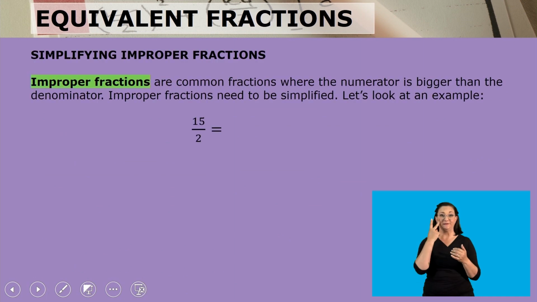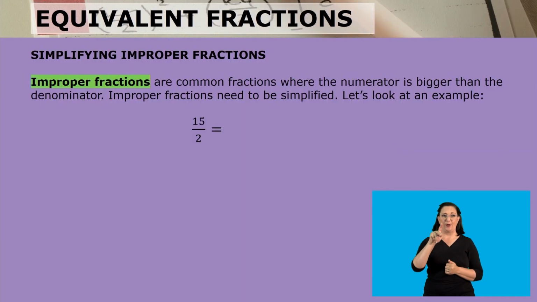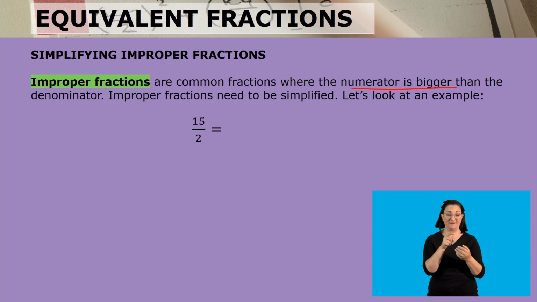Let's look at simplifying improper fractions. So, first of all, what is an improper fraction? Improper fractions are common fractions where the numerator is bigger than the denominator. So the numerator is bigger than the denominator. And if that's the case, then we would need to simplify that improper fraction.